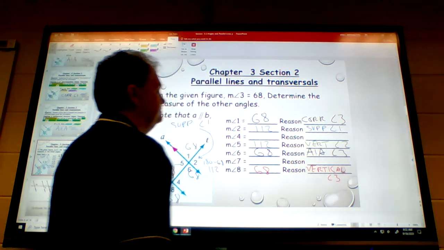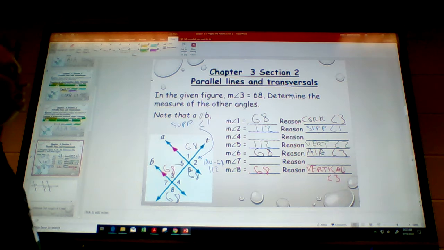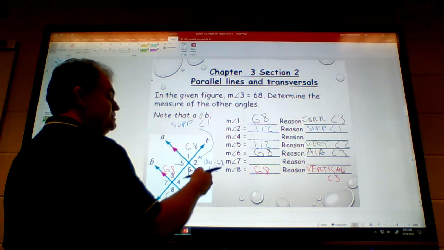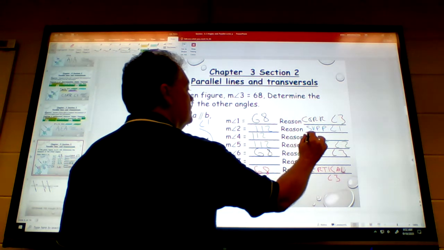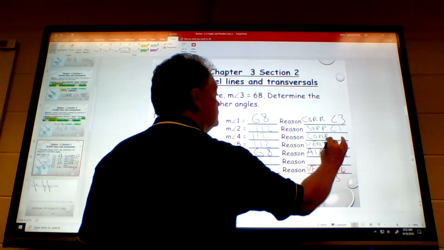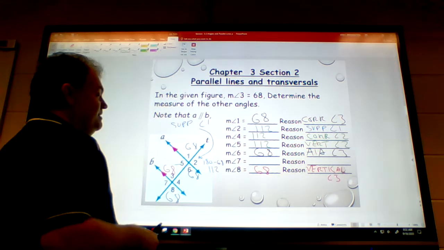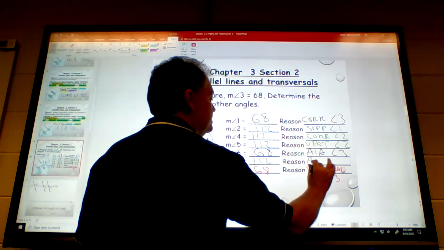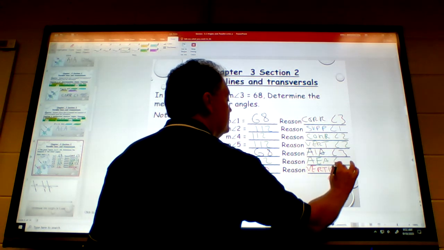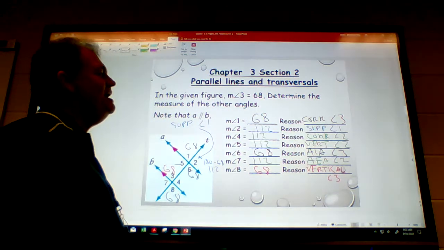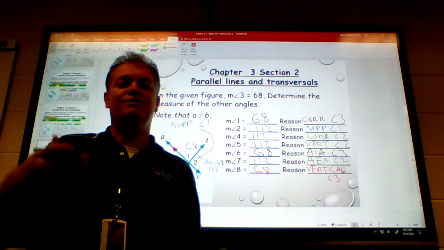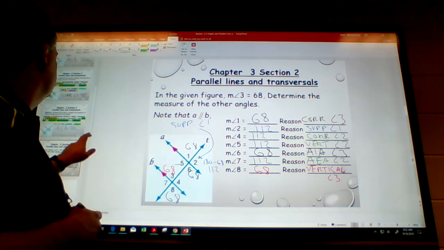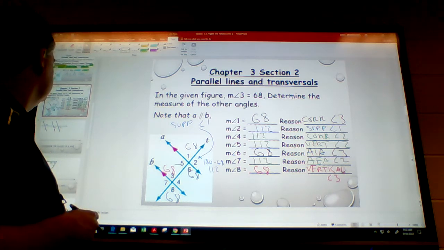Angle 2. Angle 4 corresponds with angle 2, so therefore it is also 112. So corresponding to angle 2. And then all we have left is 7. From angle 2, it is also 112 because it's alternate exterior angle to angle 2. Now, this stuff might confuse you, so don't sweat over it too much. But I just want you to have the main idea of how this works. All right.